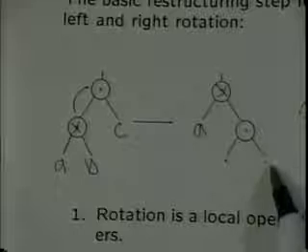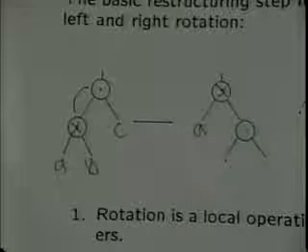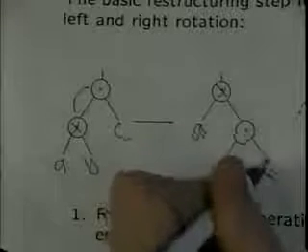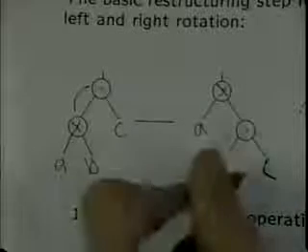To this node here, we've got to have down here everything that was greater than x and greater than y. Since x was less than y, that's c. So we put c here. And here what we have in b is everything that was less than y but greater than x. What is greater than x and less than y? B.